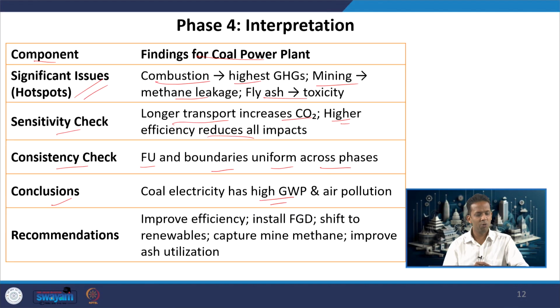Conclusions: the coal electricity has high global warming potential and air pollution. That is the conclusion based on the GWP values, because the other values, acidification and eutrophication, were less, but the particulate matter values were higher. So, it leads to air pollution.